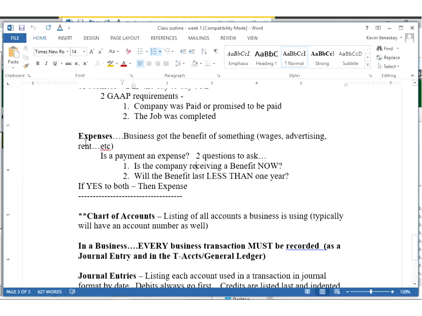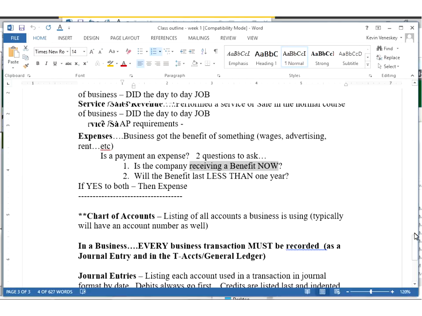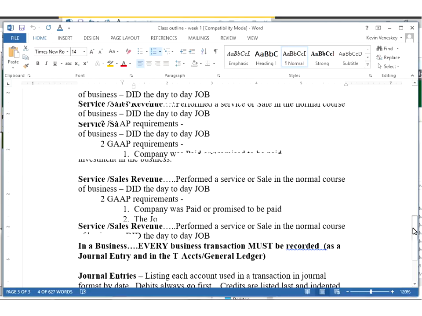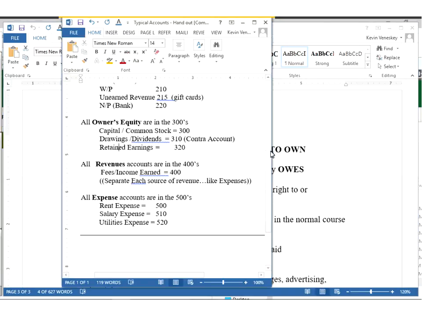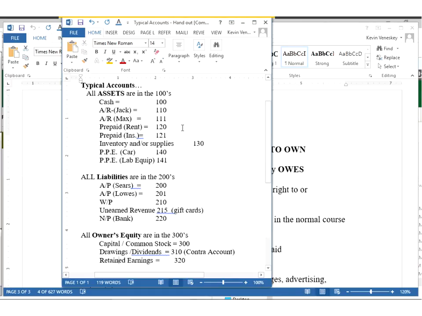However, if I paid for rent for the next 2 months as well, I paid it for January and February, well, for those 2 months, I'm not receiving a benefit yet. I'm going to be receiving a benefit in the future. I have the rights to that benefit in the future. And if you remember back up here, if there's an asset and we have the rights to own it, well, it's considered, in this case, prepaid rent. And we could have a prepaid account for about any type of the expenses. Some expenses aren't going to make sense to have a prepaid account, but a lot of them it does. Prepaid rent would be a great example. Prepaid insurance would be another one.